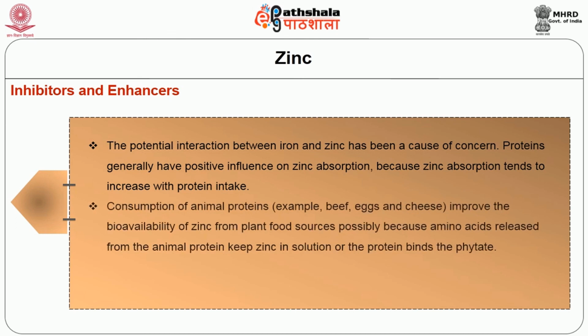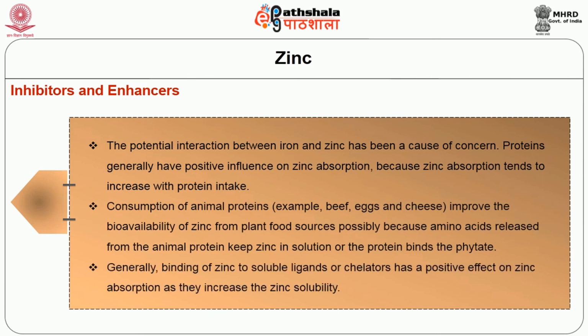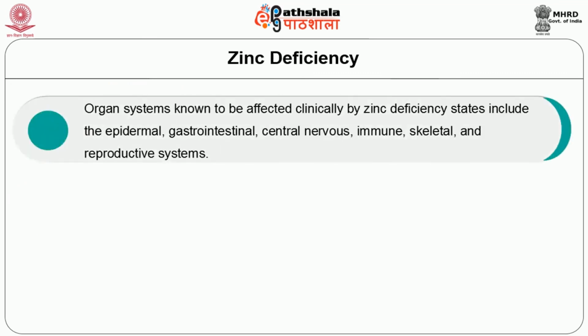Consumption of animal proteins, that is beef, eggs, and cheese sources, improves the bioavailability of zinc from plant food sources, possibly because amino acids released from the animal protein keep zinc in solution, or because the protein binds the phytate. Generally, binding of zinc to soluble ligands or chelators has a positive effect on zinc absorption as they increase zinc solubility. What is zinc deficiency?